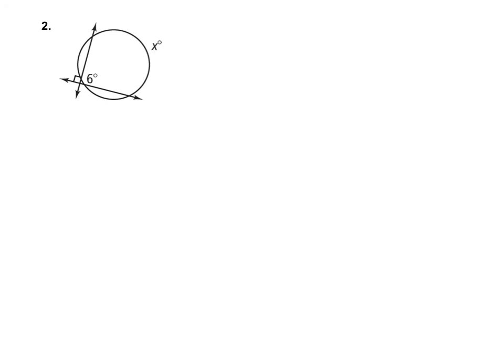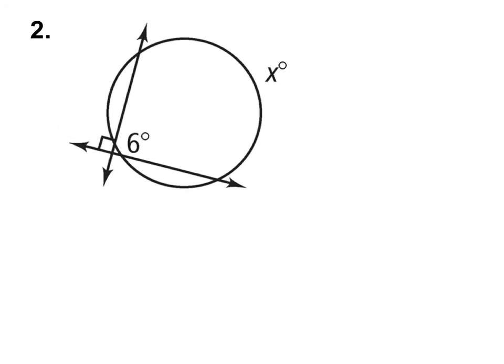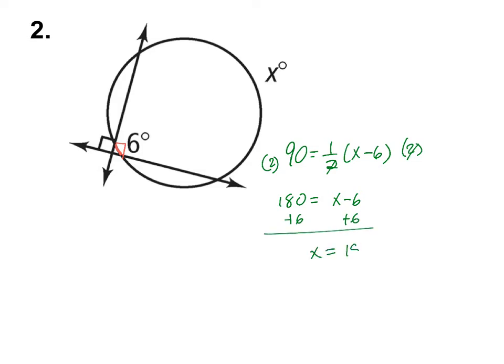So on this one, I have that this small arc right there is 6, right? So I know that that angle is also 90, right? So that means that I have that 90 equals 1/2 of x minus 6. So if I multiply times 2 on both sides, 180 equals x minus 6. Plus 6, plus 6. That means that x equals 186 degrees.